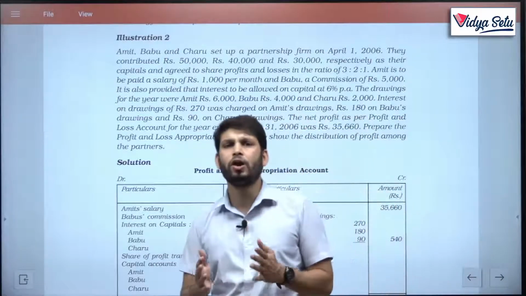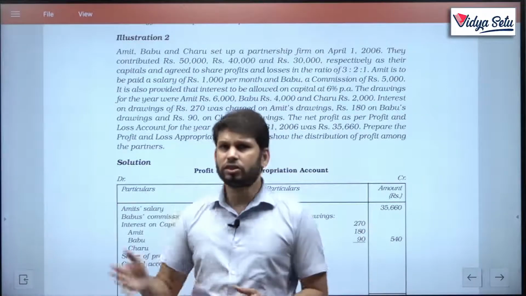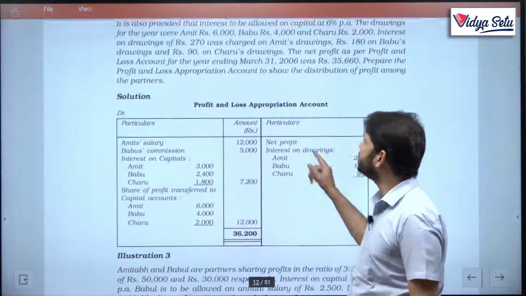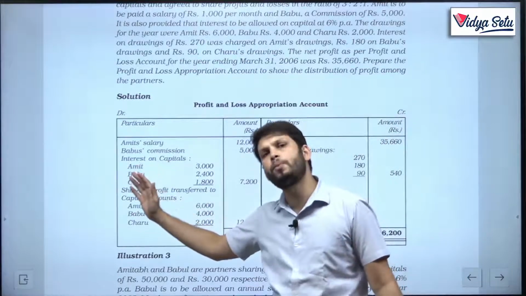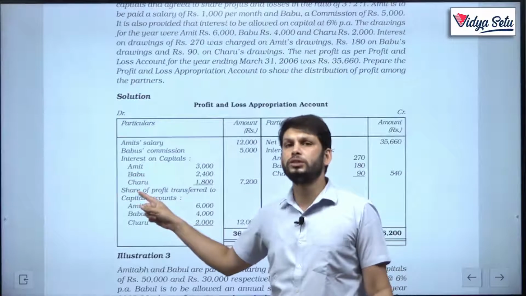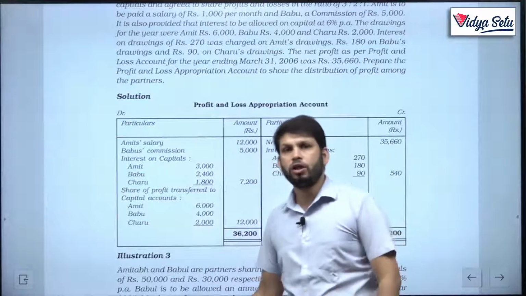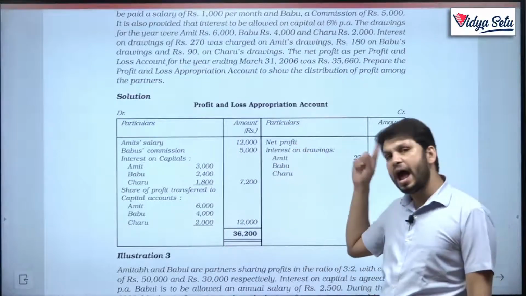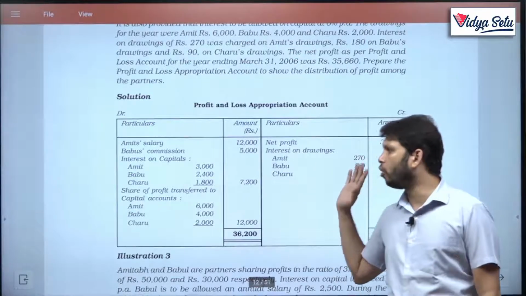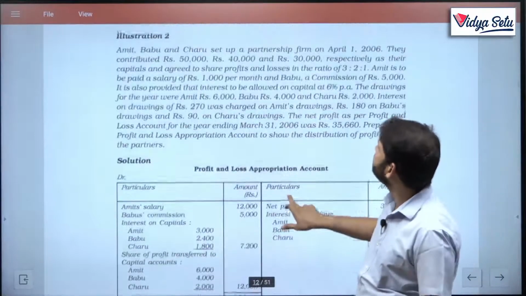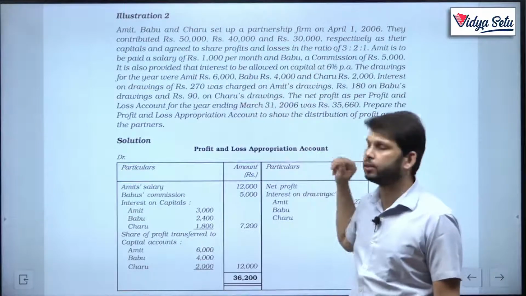Now students, you have already done questions which are far more complicated than that. So this is a piece of cake for us. What we'll do, we just have to make a P&L appropriation account. We just need to remember one thing: on the debit of the P&L appropriation account, what will come? Only those things which are an expense to the firm and are given to the partners. On the credit side, just the net profit and the only income for the firm from the partner, that could be interest on drawings. We just don't need capital right now, because capital is needed just to calculate interest on capital.